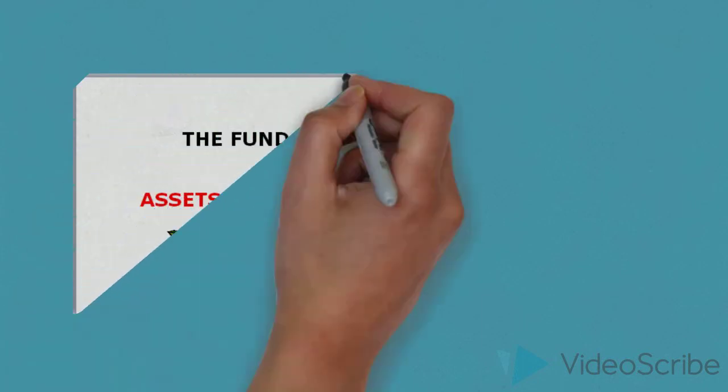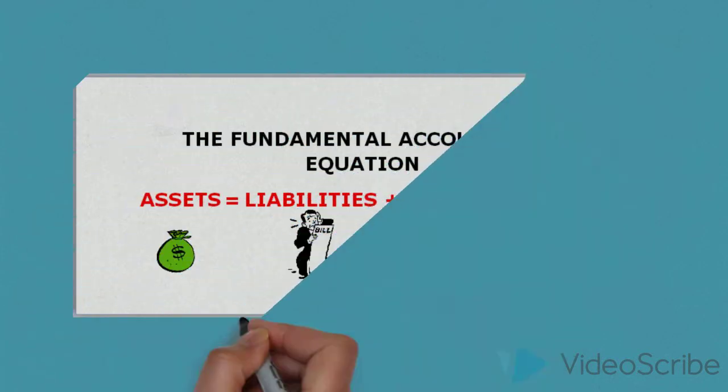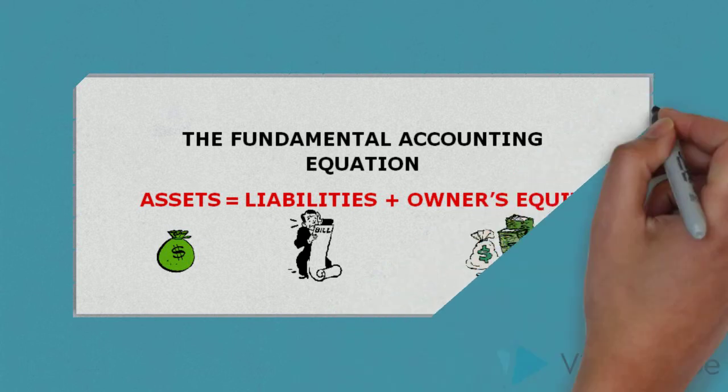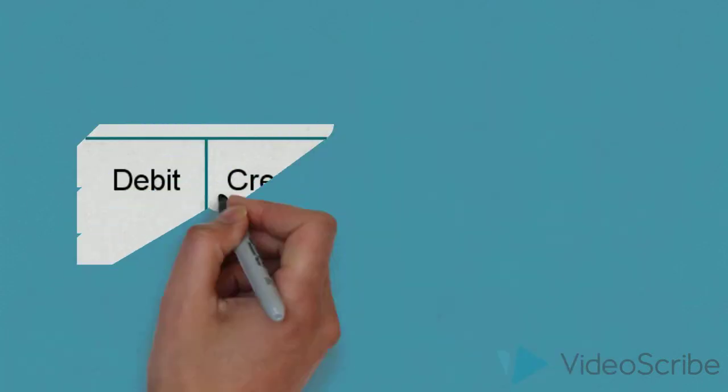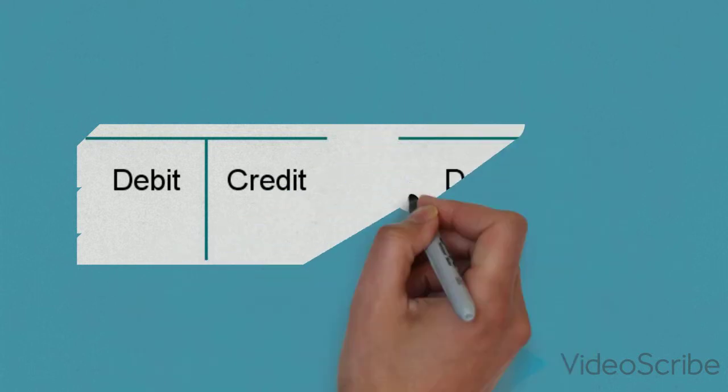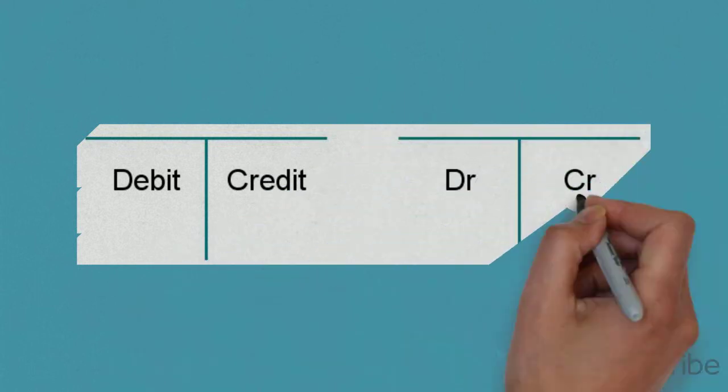In this course, I will be explaining debits and credits by building upon the fundamental accounting equation, which is assets equals liabilities plus owner's equity. Now let's jump into the lesson. The words debit and credit, abbreviated DR and CR, simply mean left and right. Just remember, debit equals left and credit equals right.